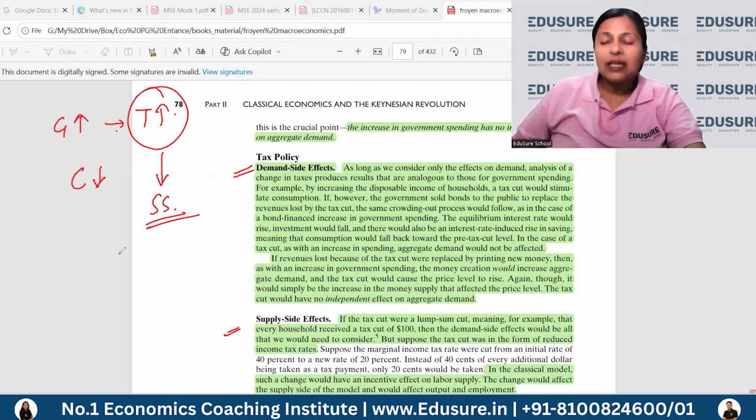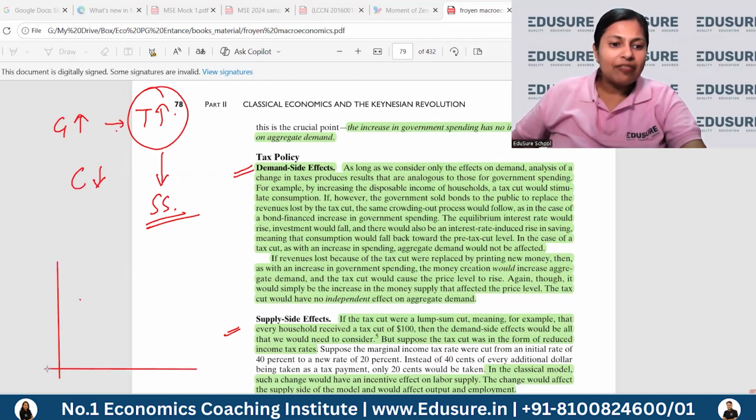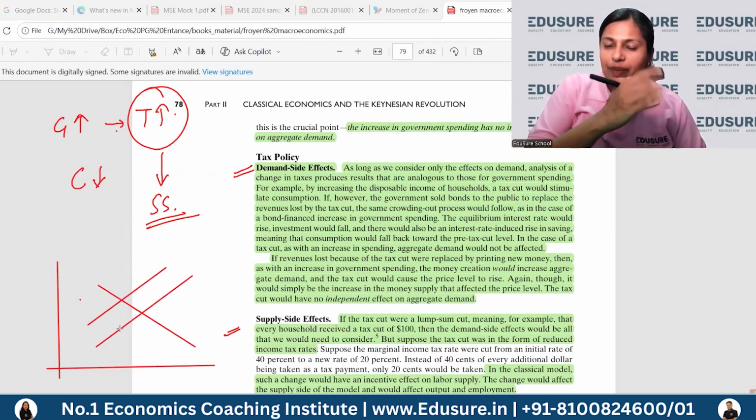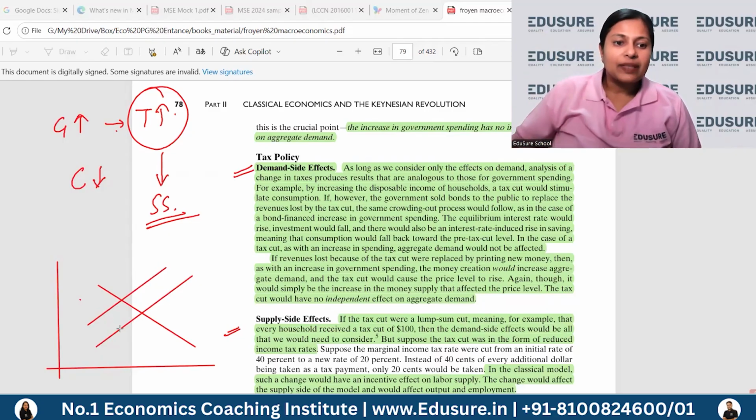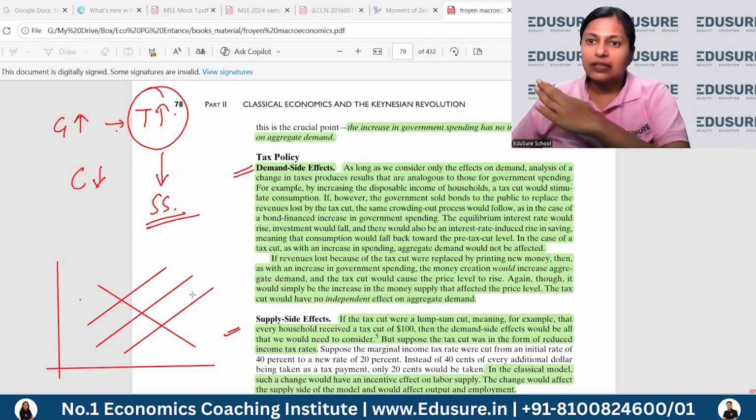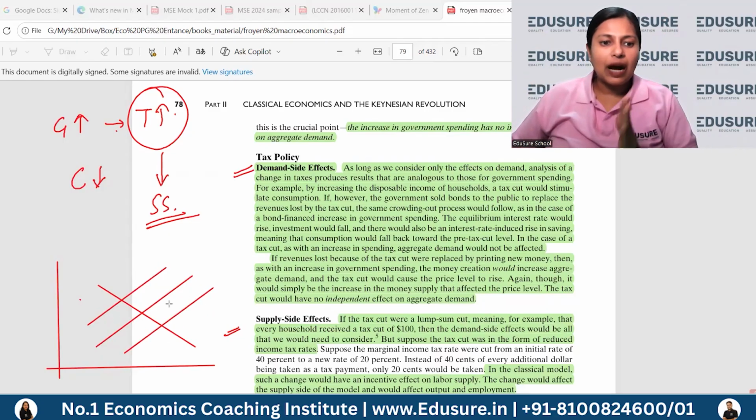If tax increases, then people will have less incentive to work. So if you have the labor demand and the labor supply curve, when tax increases, the labor supply will shift back and you will have a lower output. So your whole aggregate supply curve will shift back. And if you have a tax decrease, then people will have more incentive to work and the labor supply curve will shift out and you will have a higher employment level.